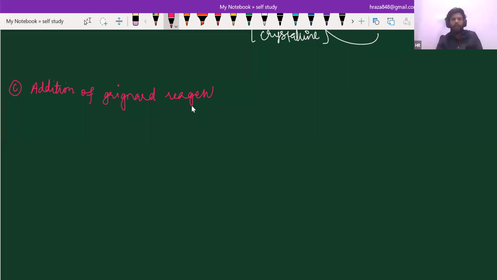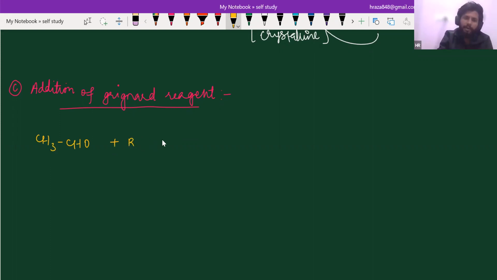So basically, how are we going to add this Grignard reagent to an aldehyde or ketone? I'm going to give you a question like this: CH3CHO, adding RMgBr. Let's say this is your RMgBr. Can you do this reaction? And whatever you got here will be hydrolyzed in the next step. Can you do this reaction? Yes or no? Because you have already studied this.